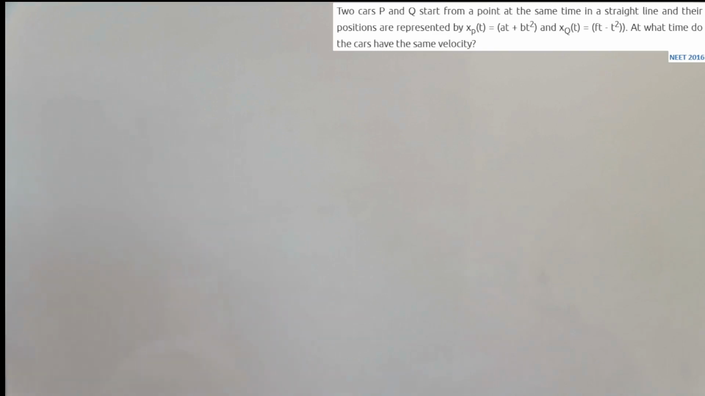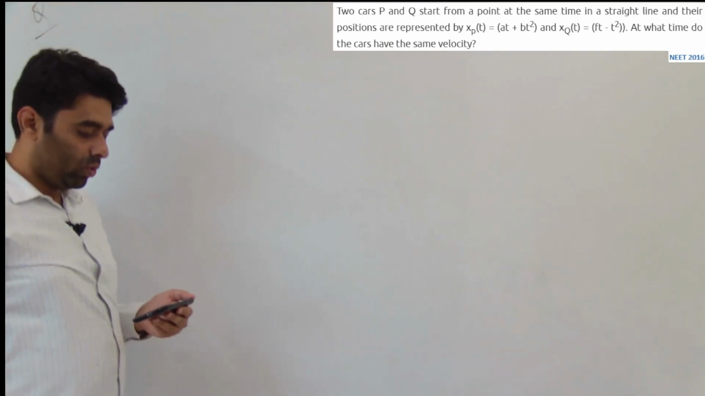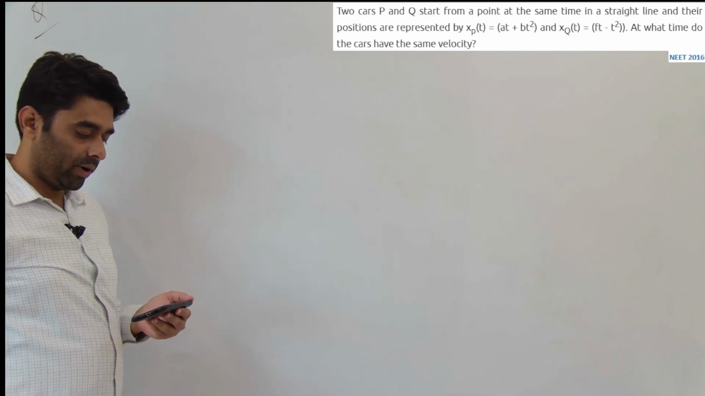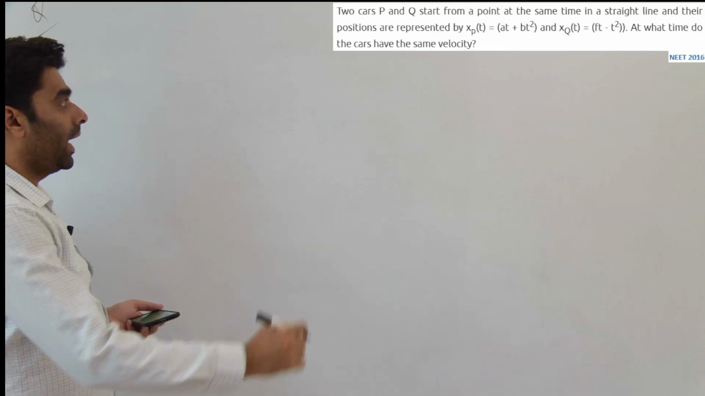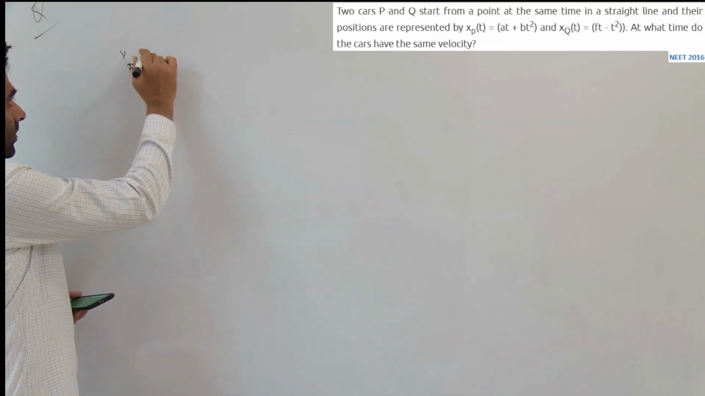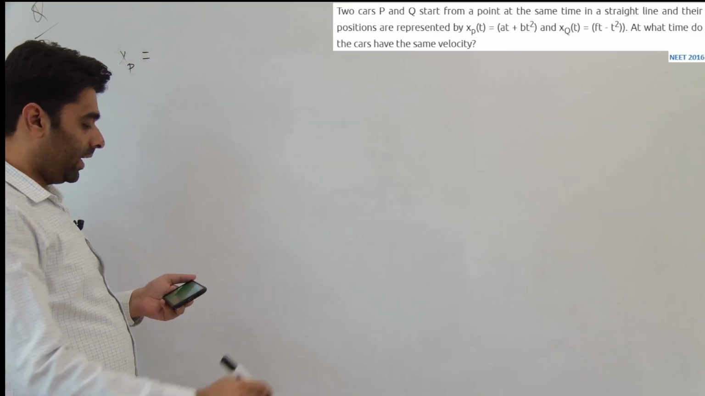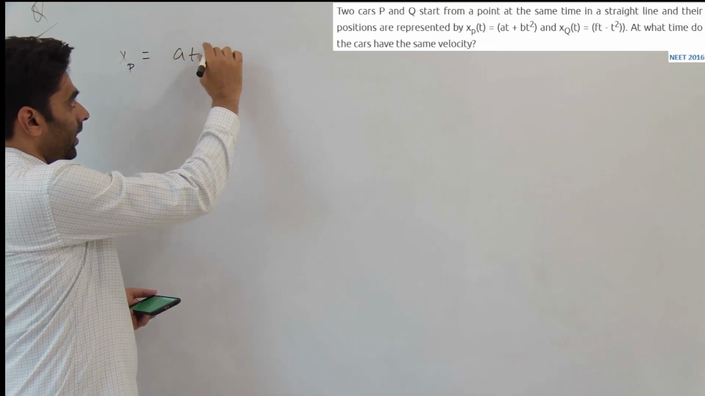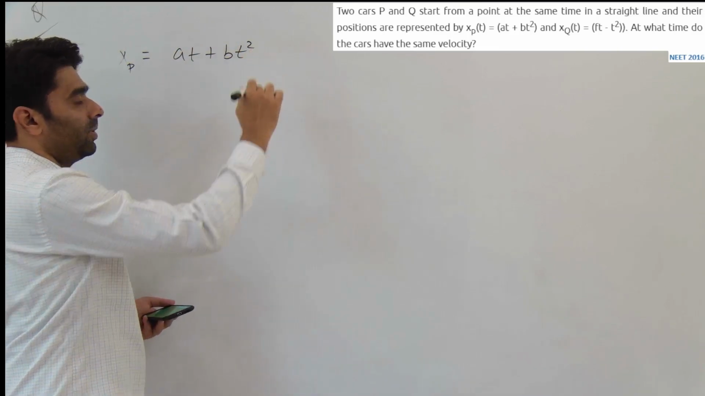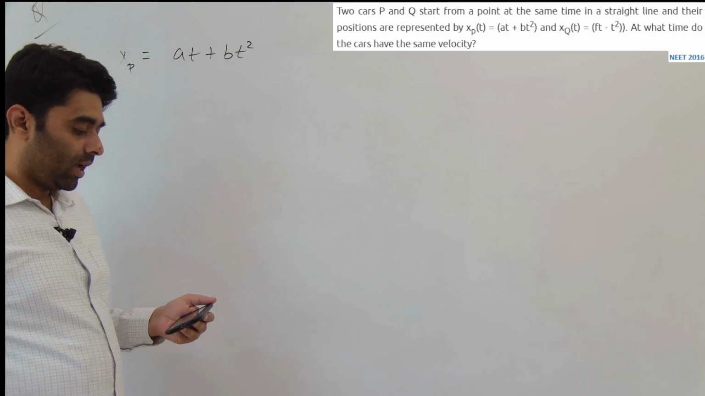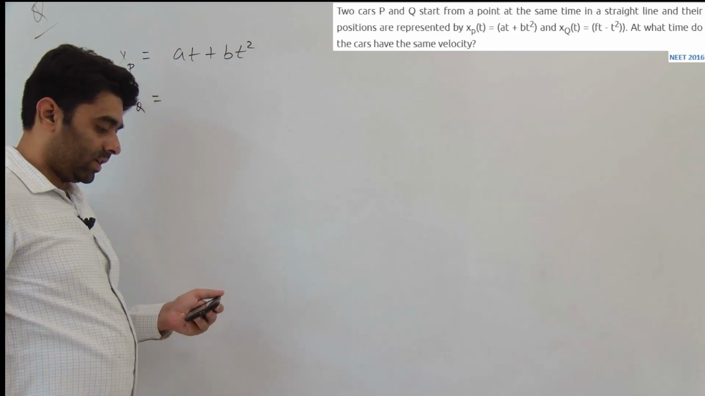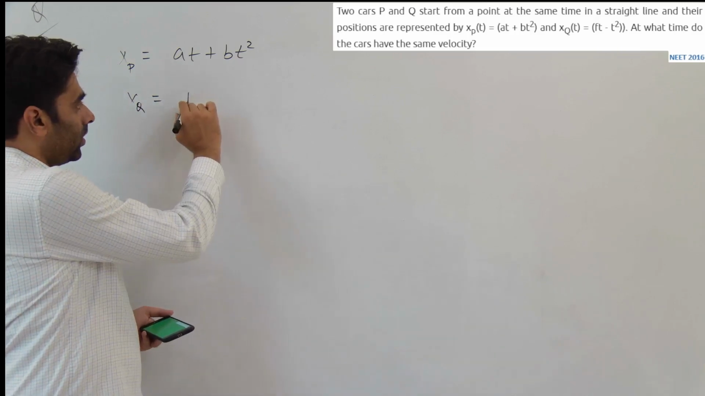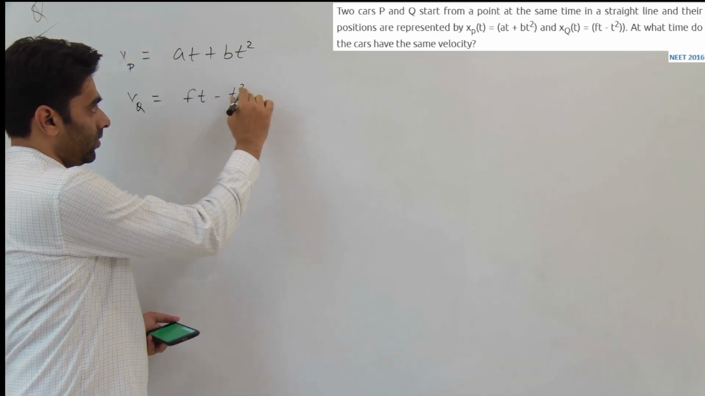The next question that we have is: two cars P and Q start from a point at the same time in a straight line, and their positions are given as follows. The position of P as a function of time t is xp = at + bt², where a and b are constants and t is the time. The position of Q is xq = ft − t².